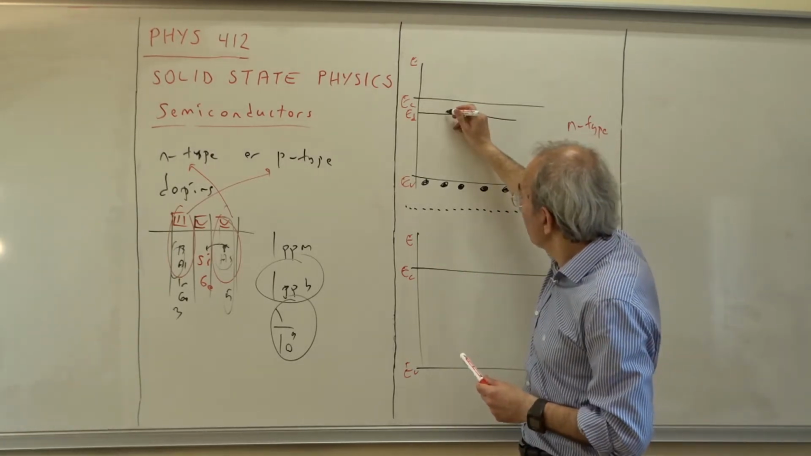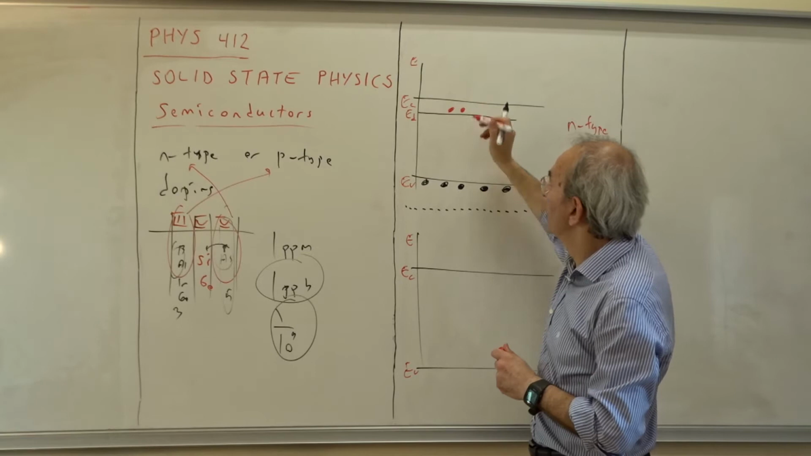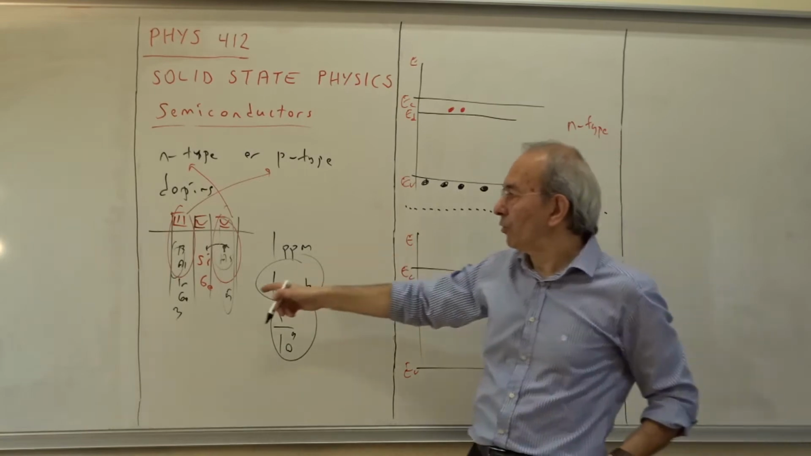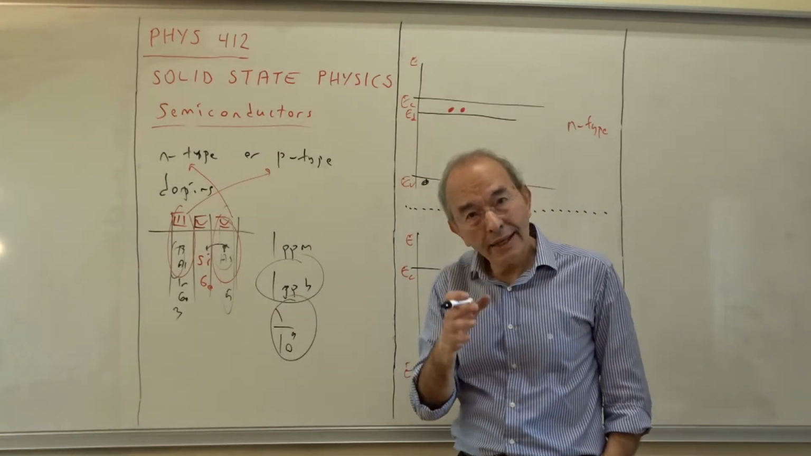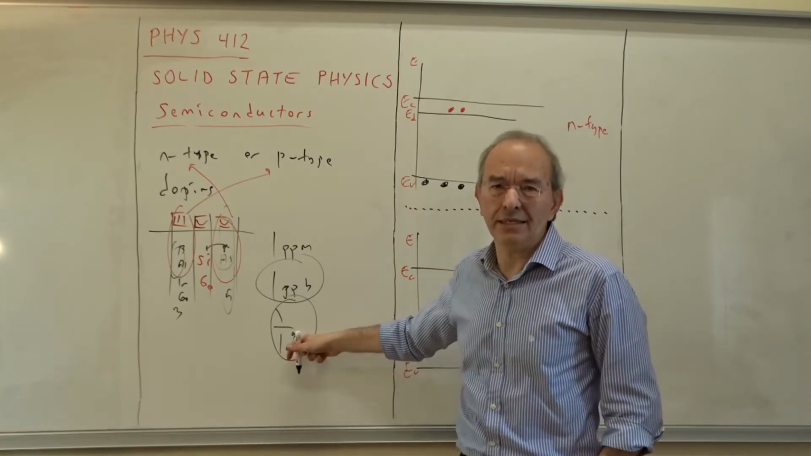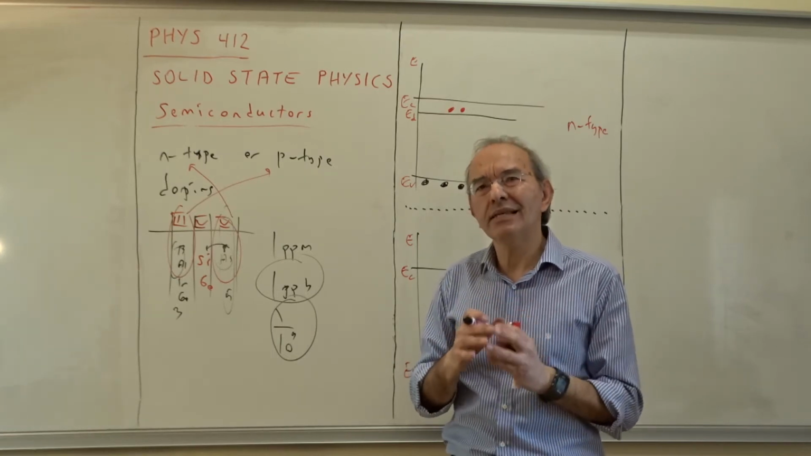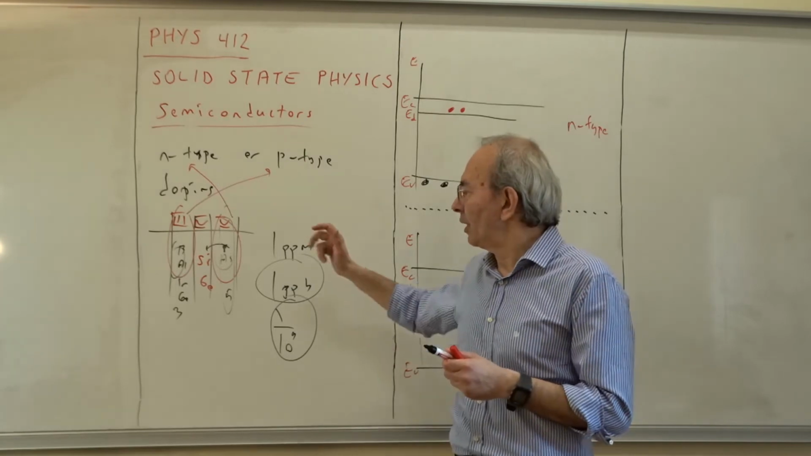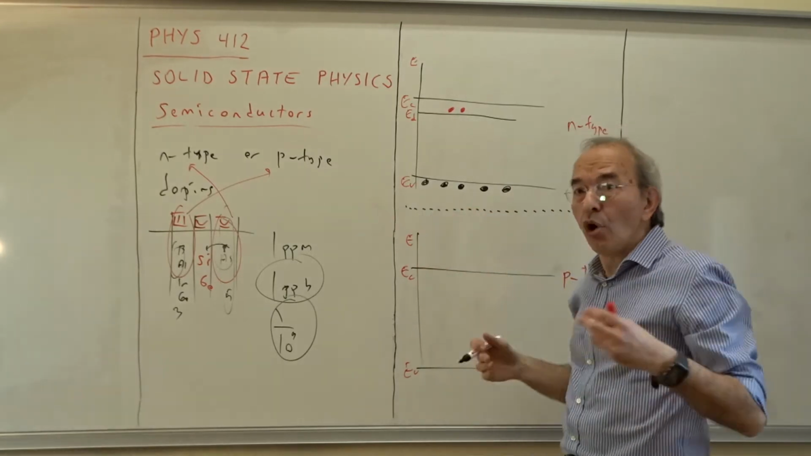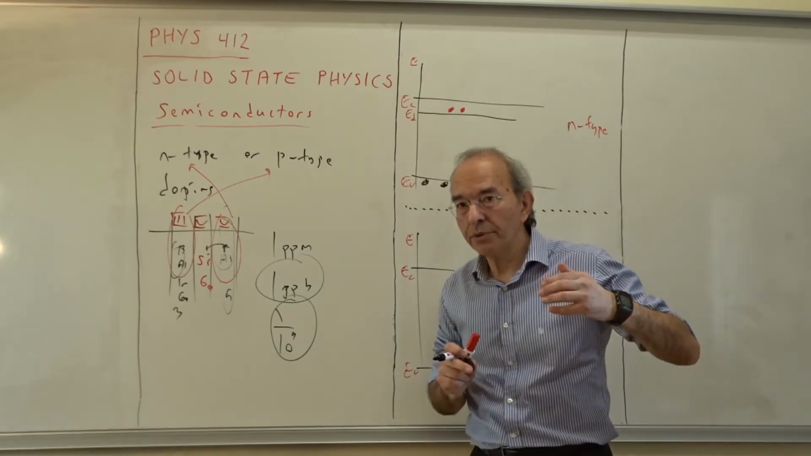But there are some, let me show them by a different color. So these are, for instance, arsenic. The electrons coming from the arsenic atoms, whose concentration is 1 to 1 billion with respect to the number of silicon atoms. For 1 billion silicon atoms, we have 1 arsenic atom. That's the ratio.